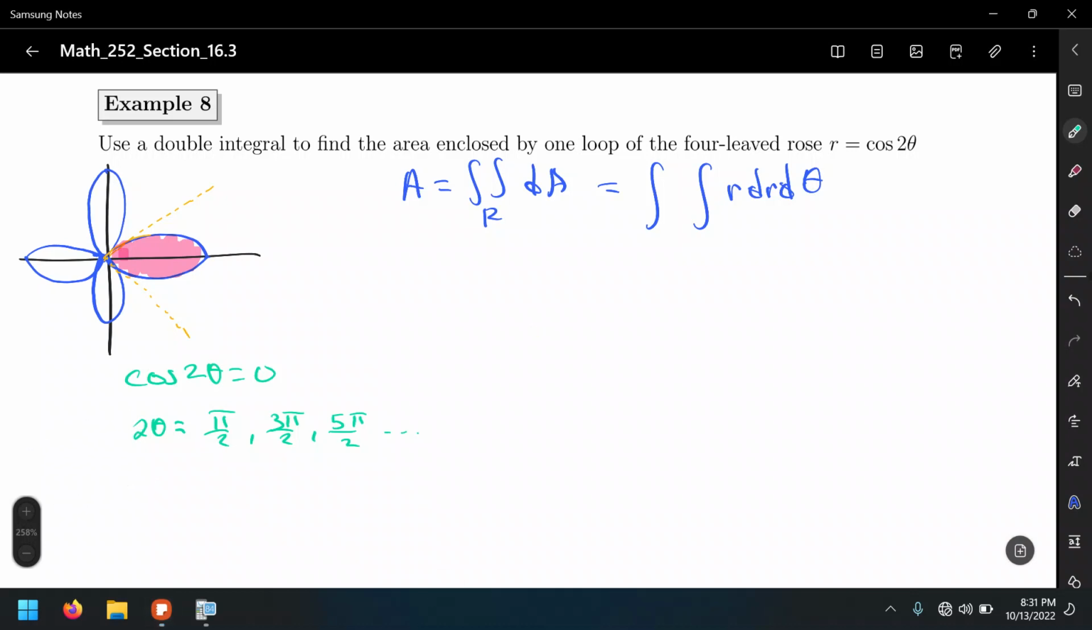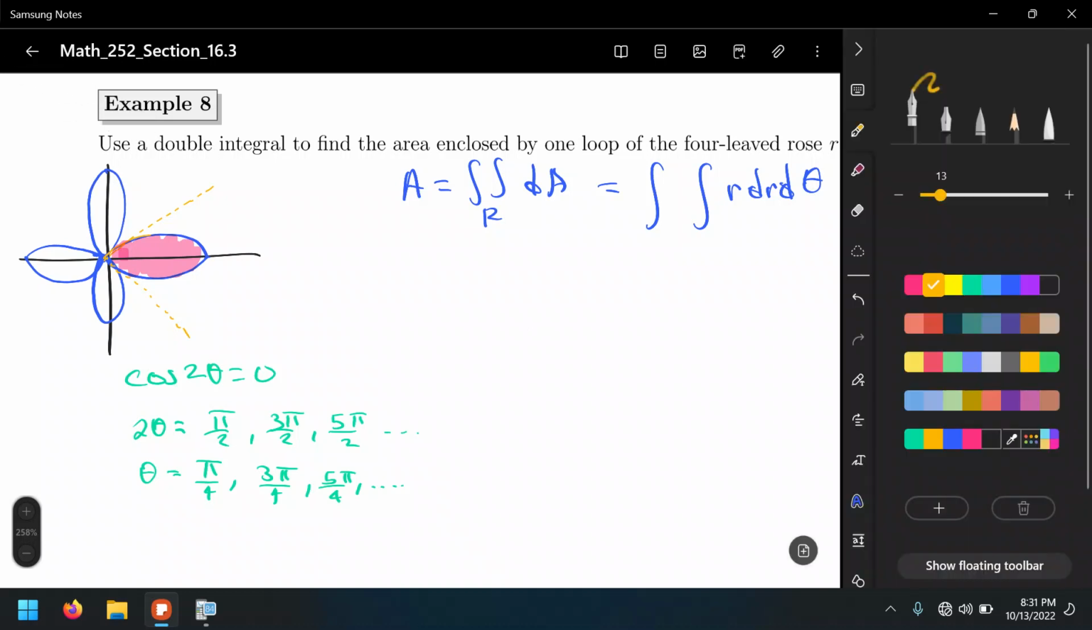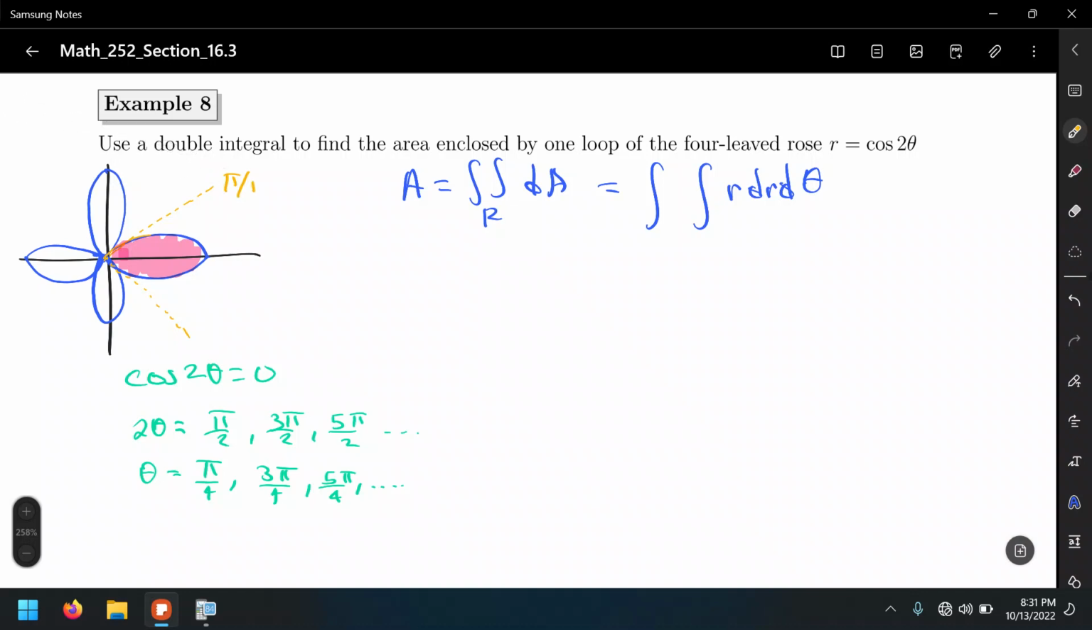So divide both sides by 2. Theta equals pi over 4, 3 pi over 4, 5 pi over 4, etc. Well, that's the solution to the equation cosine 2 theta equals 0. From the picture, this is the pi over 4. So initially, by just looking at the picture, it seemed like a pi over 4, but we needed to solve the equation to verify that indeed this is pi over 4.